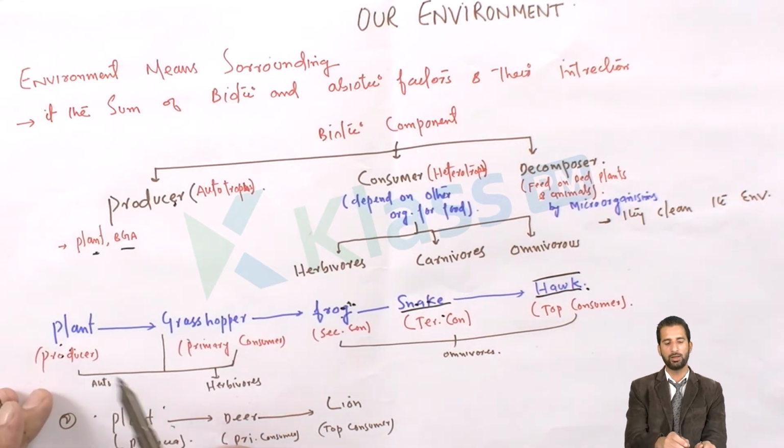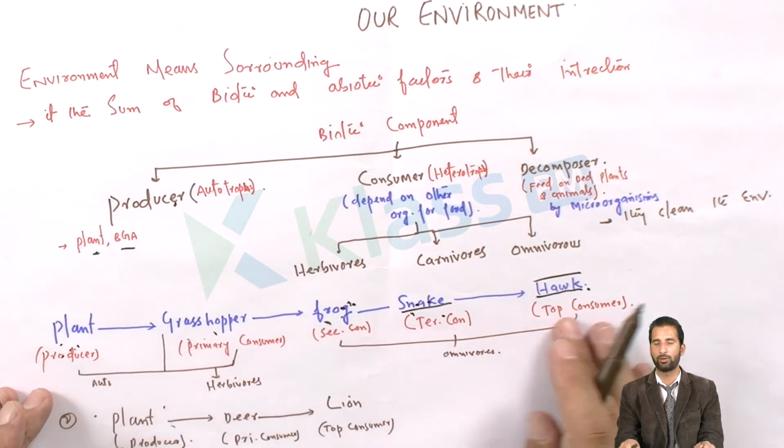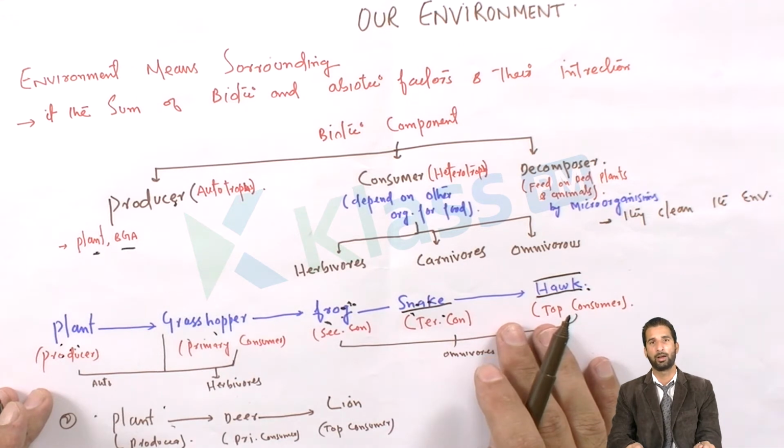So here you can see 1, 2, 3, 4, 5. There is a link between 5 different living organisms.